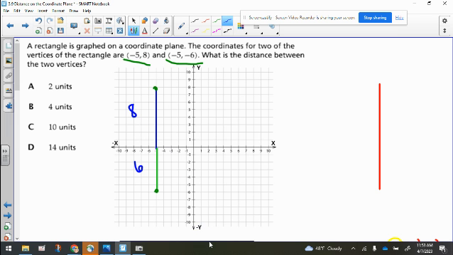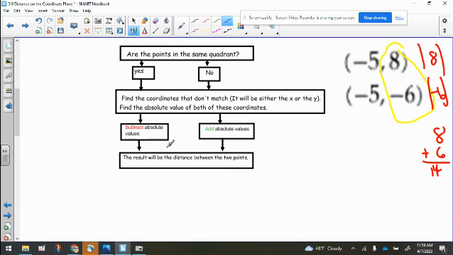Now, if they were in the same quadrant, then that would be a different story, right? If they're in the same quadrant, then you would actually subtract the absolute values. But in this case, we add and we would get 14.